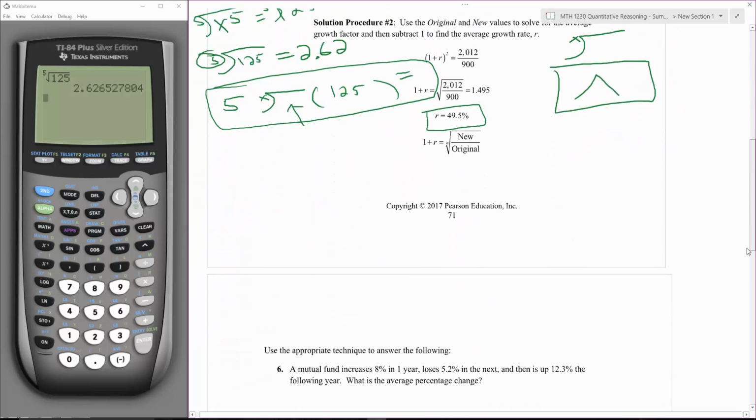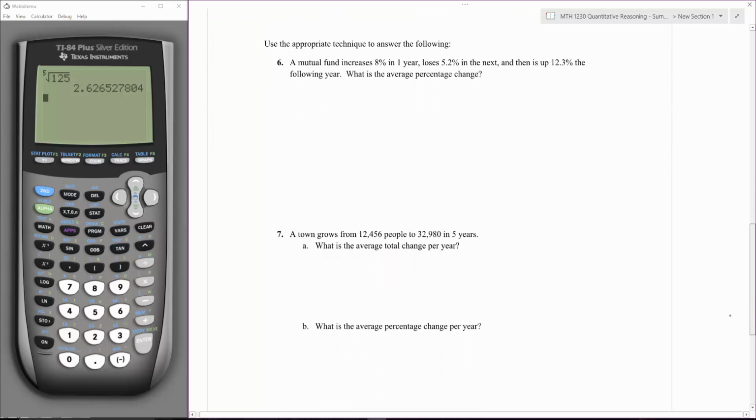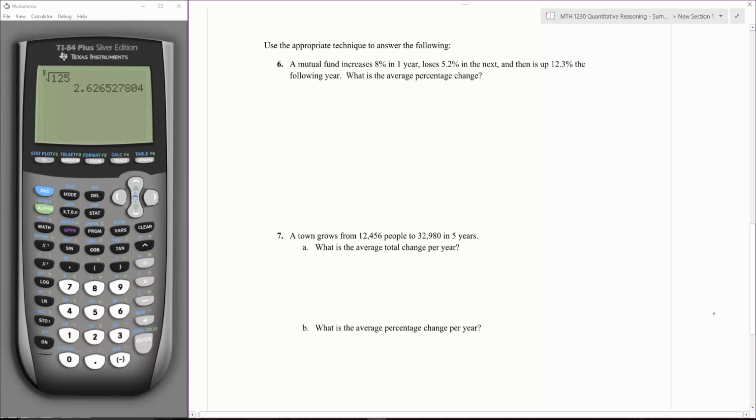All right, so ready to continue on to number 6? We'll practice an example very similar to the one previously. It says, use the appropriate technique to answer the following. A mutual fund increases 8% in 1 year, loses 5.2% in the next, and then is up 12.3% the following year. What is the average percent change?